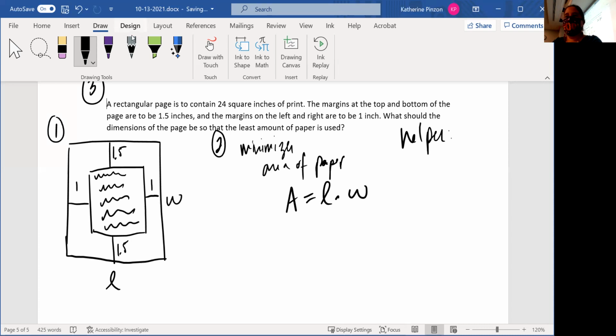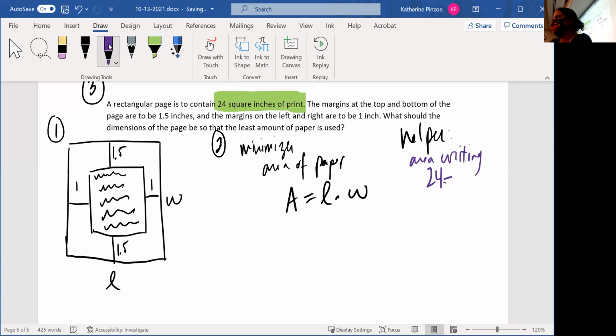What do I know? What didn't I use yet in this problem? 24 square inches of print. If this is L and this is W, how big is this thing right here, inside here? The area of the writing is 24. Can you find the area of the writing in terms of L and W?